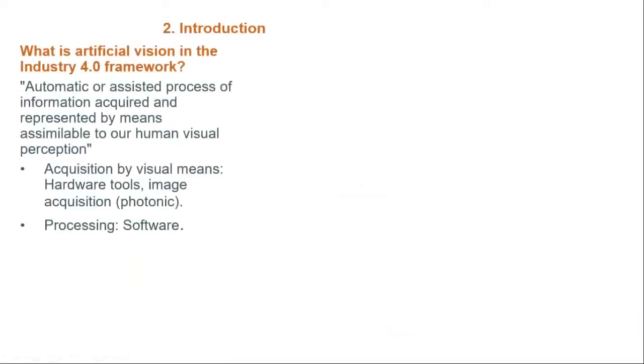This is a brief introduction about what is artificial vision or machine vision in the Industry 4.0 framework. I could say that it's an automatic or assisted process of information acquired and represented by means assimilable to our human visual perception. It's a definition. There are two main aspects: acquisition by visual means, hardware tools, image acquisition, photonic aspects, we will see. And after that, processing software to obtain some result information.